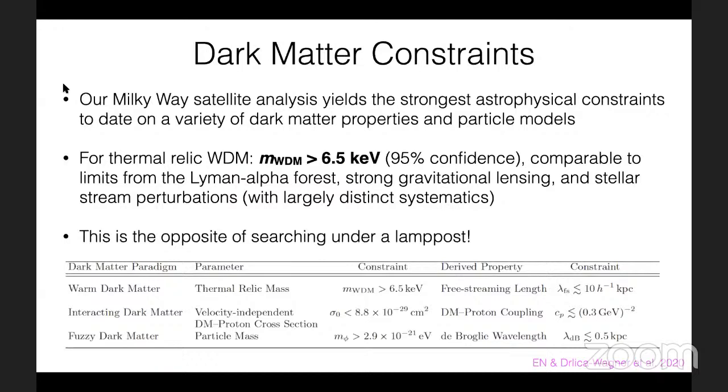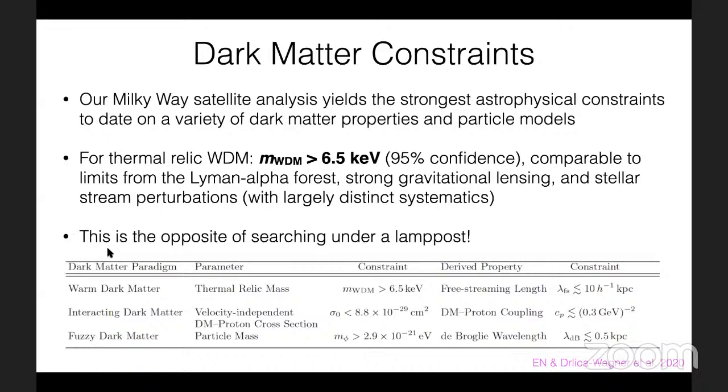In fact, these constraints, once the ultra-faint satellites are included, turn out to be quite stringent. For example, for thermal relic warm dark matter that I introduced before, which is a standard in this field, it's a good point of comparison. Our constraint is a lower limit on its mass of 6.5 keV at 95% confidence. This is very comparable to limits that come from, say, the Lyman alpha forest or from the analysis of strong gravitational lenses or stellar streams and so on. But of course, the systematics are largely distinct. So this is very good news that all these measurements are producing consistent results.